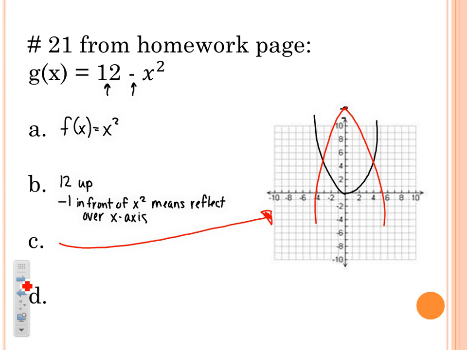Part D had us writing g in terms of the function f. Okay, so the parent function, remember, was the x squared part. All right, so all you do, this is what's meant by that, your g of x function is going to be 12 and then minus the f of x part. Okay, the function is f of x, that's the x squared part, so you just substitute f of x in for that piece.